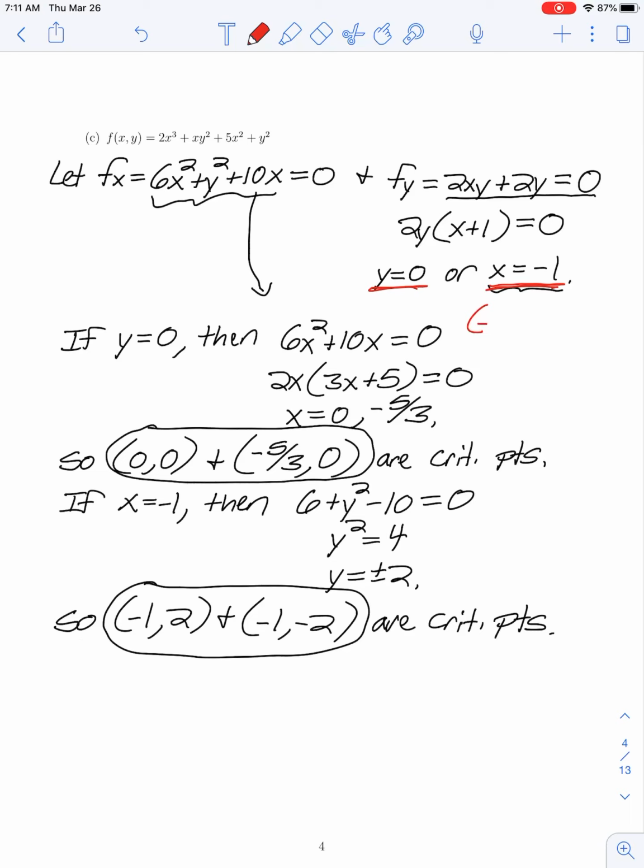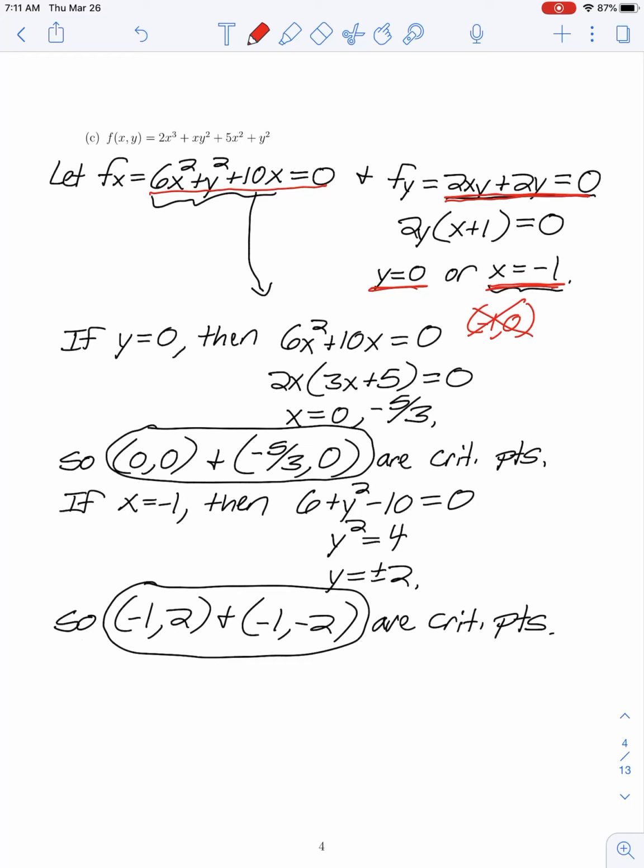Now students will sometimes ask, okay, what about the point -1, 0? Is -1, 0 a critical point? And the answer is no. Why not? Well, because this point satisfies only my second equation. It makes the partial derivative of f with respect to y equal to 0, but it does not satisfy the first equation. And a critical point must make both partial derivatives equal to 0. So this point would not yield a critical point.